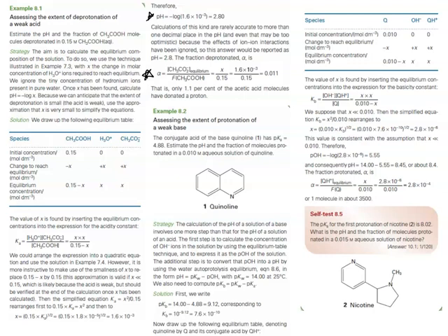Now the following example, assessing the extent of protonation of a weak base, in this case, quinoline. So the conjugate acid of the base quinoline has pKa equal to 4.88. Estimate the pH and the fraction of molecules protonated in a 0.010 moles per liter aqueous solution of quinoline. So in this particular question, the strategy is that the calculation of the pH of a solution of a base involves one more step than that for the pH of the solution of an acid.